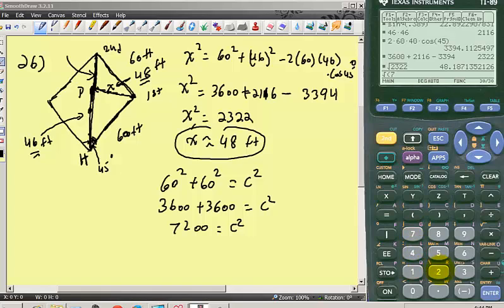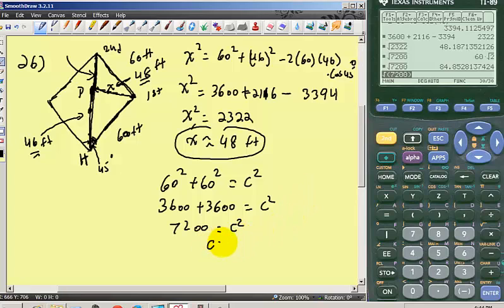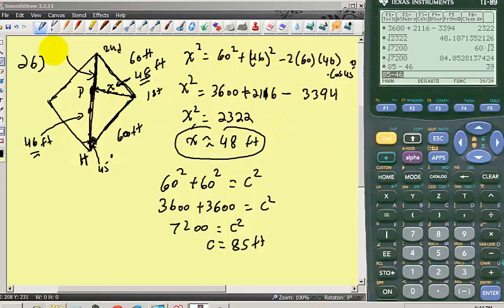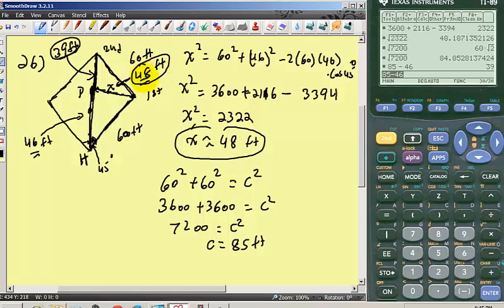So we're going to take the square root of that. So square root of 7200, and I sure like to have a decimal representation of that. And that turns out to be C is equal to 85 feet approximately. To find out what that distance is, I'm going to take 85 and subtract 46 from that, and that is going to give me approximately 39 feet. So this is 39 feet to the second base. So that's my other answer. So I found that answer and I found that answer.